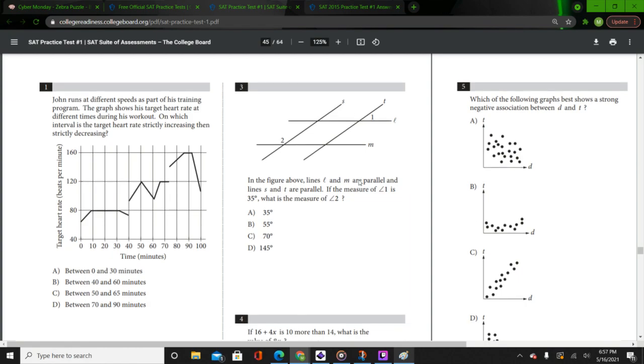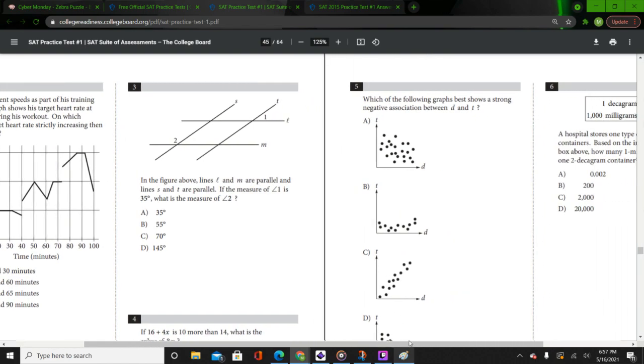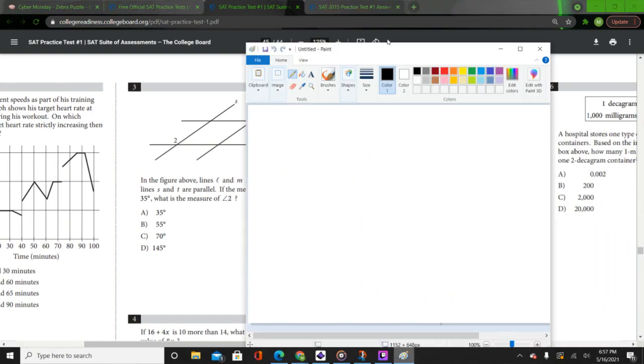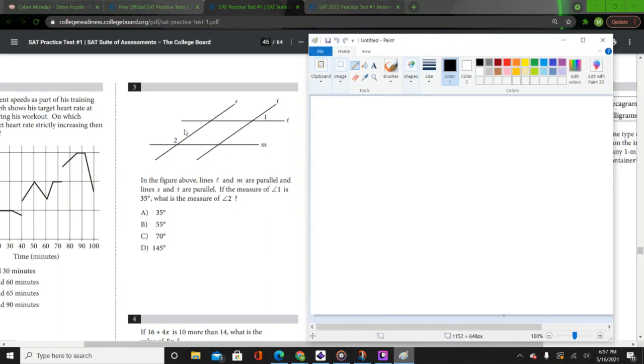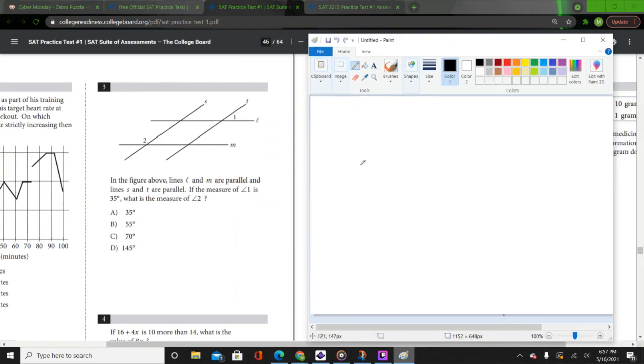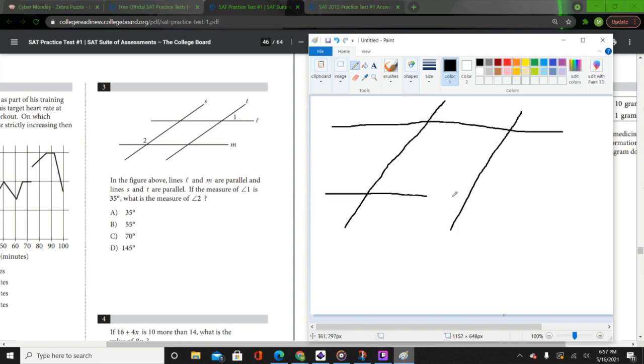Well, the thing with this problem, it's fun, don't get me wrong, but it's going to be a pain to draw it. If only I was an artsy person. So let's assume that these are parallel. They're not drawn to scale or anything. Let's assume that is the case.